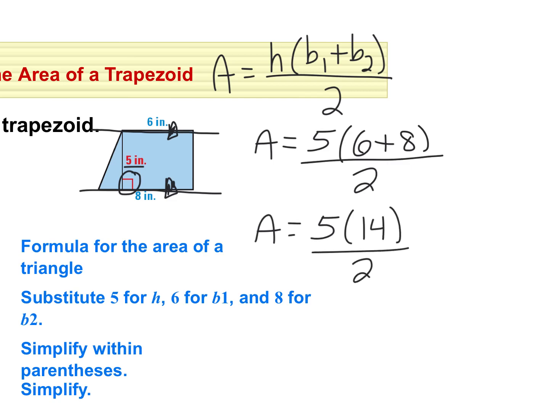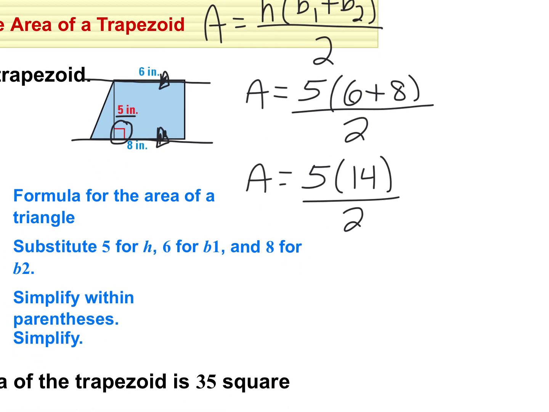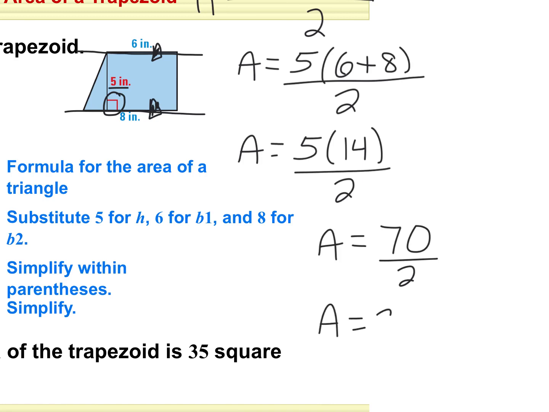14. Divide by 2. What's next? Multiply. What's 5 times 14? 70. All divided by 2. 35. And then we got to divide, so we get 35. What am I forgetting? Inches squared. Label. Yep. Inches squared. So the whole time I'm following order of operations to get my answer. Okay, parentheses, then multiply, then divide. 3 steps.